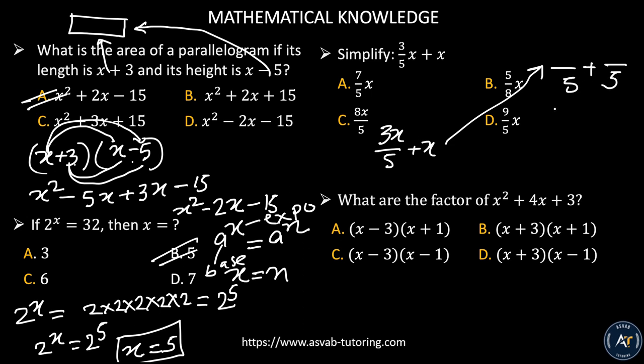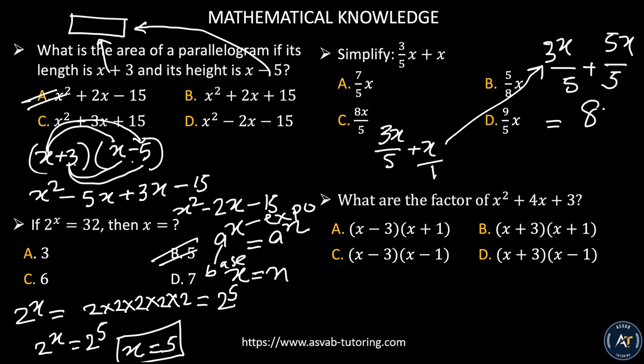So what do you have to do? 5 divided by 5 is 1, so that gives you 3x in here. And if you put 1 here, 5 divided by 1 is 5, 5 times x is 5x. So if you add them up, you need to add only the top numbers.